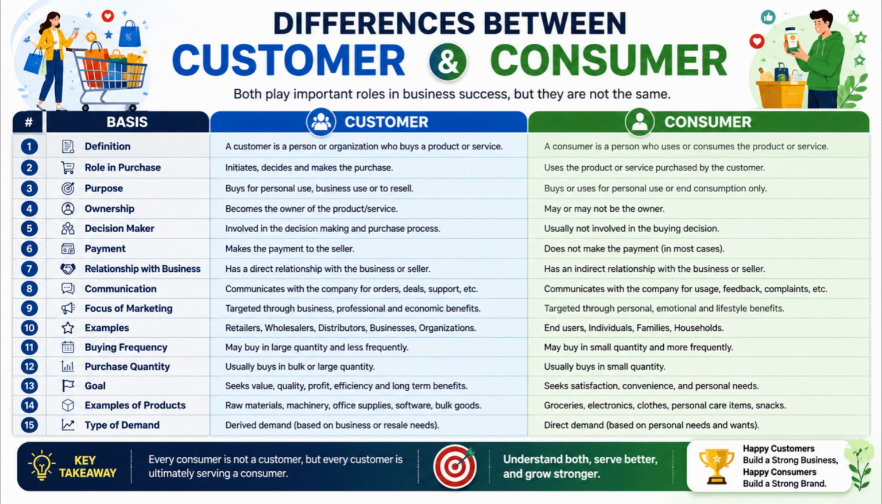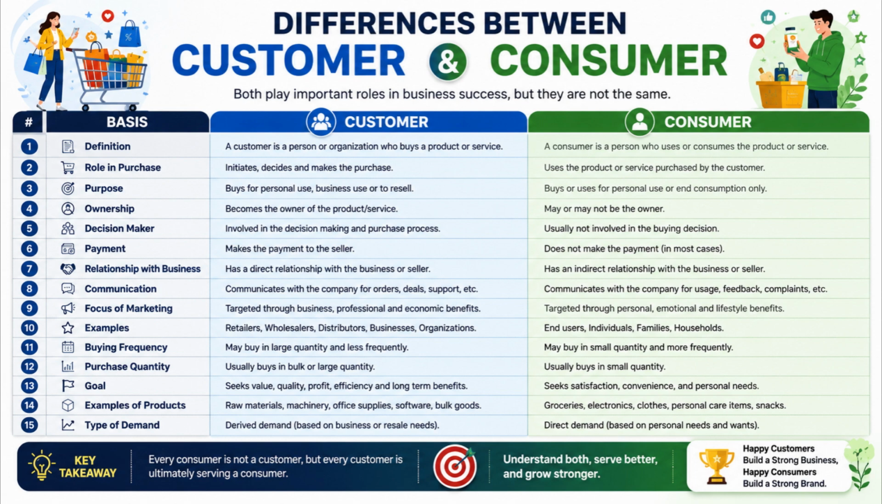Number 1. A customer is a person or organization who buys a product or service, whereas a consumer is the person who actually uses or consumes the product or service. Number 2. A customer makes the purchase decision and buys the item, whereas a consumer mainly uses the product after it is purchased.